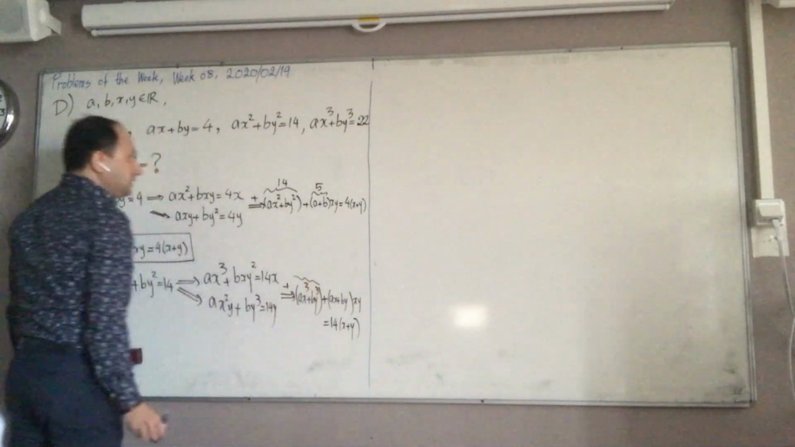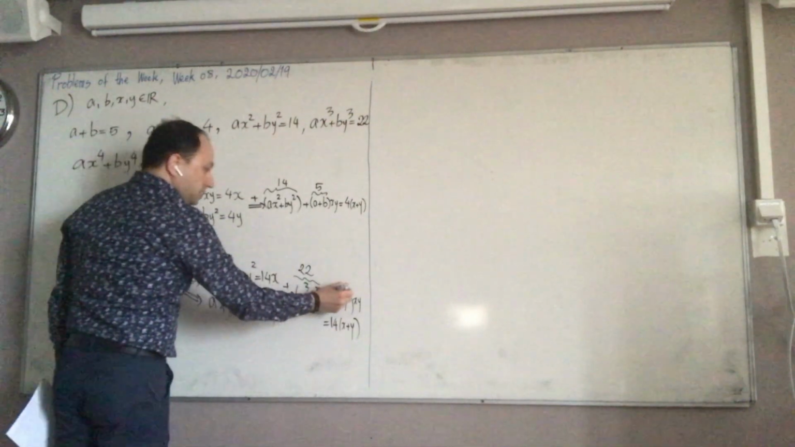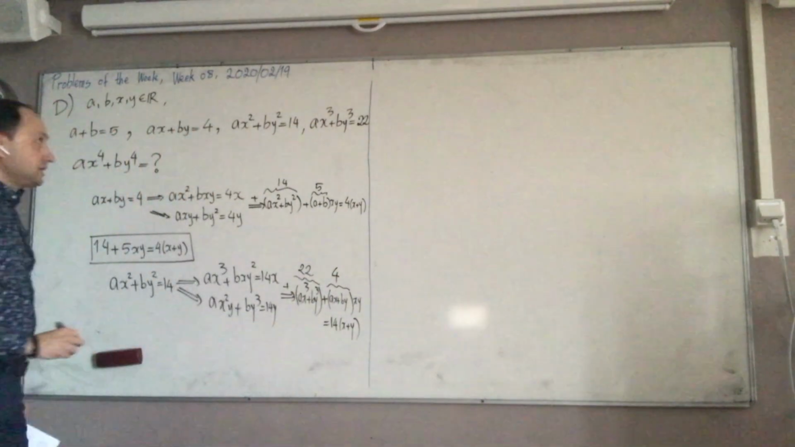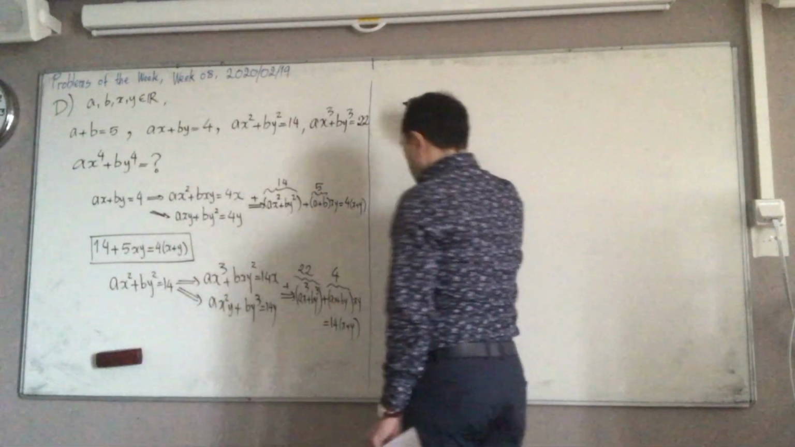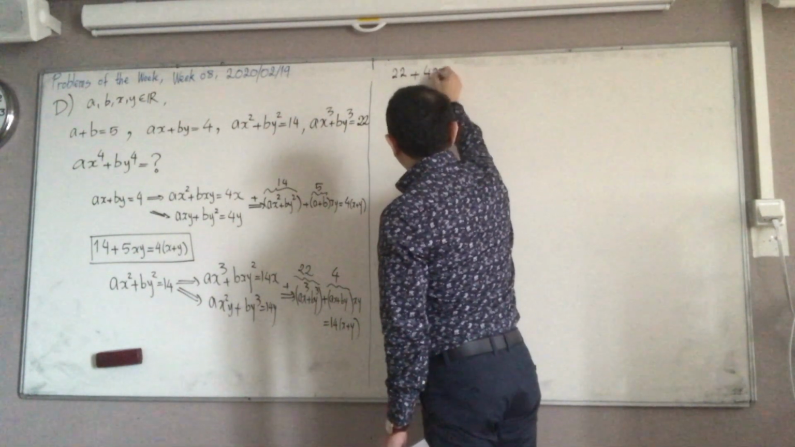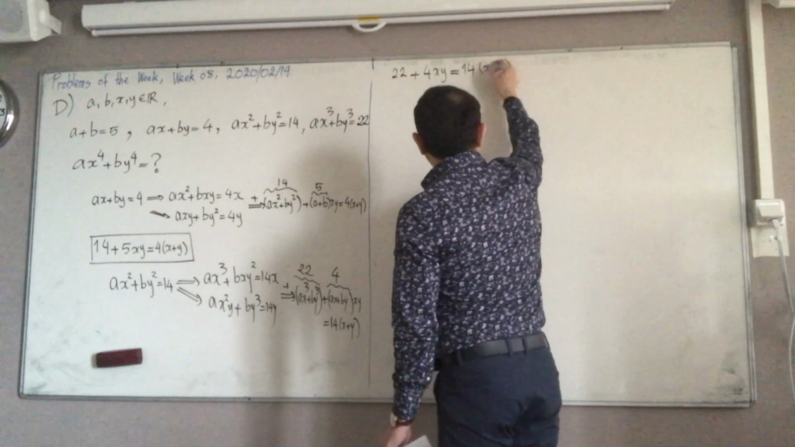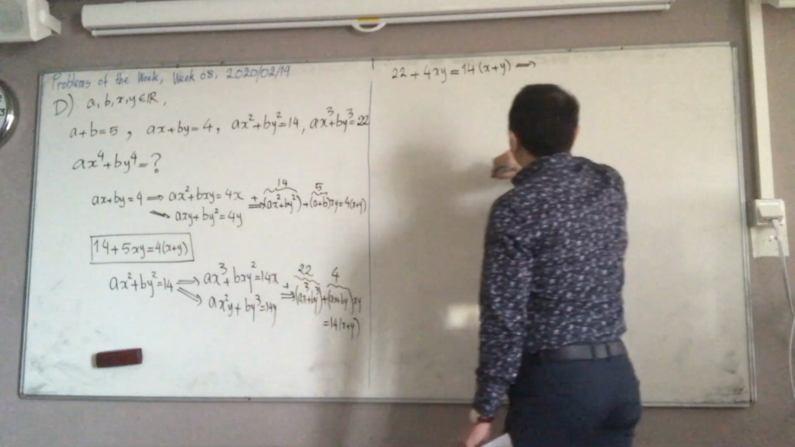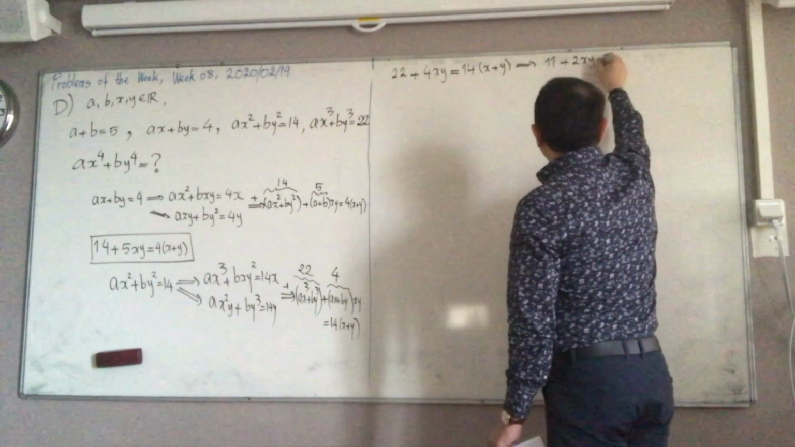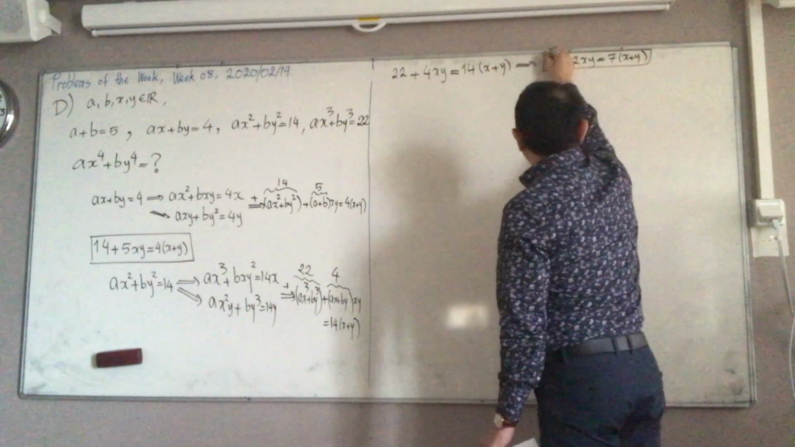This one is given in the problem to be 22. So this is nothing except 22. But what is this one? This is also given in the problem to be 4. So if I substitute these things, I can write it here. So this becomes 22 plus 4xy is equal to 14 times x plus y. And if you don't mind, all of them are divisible by 2, so let us divide them by 2. So it becomes 11 plus 2xy, and it's equal to 7 times x plus y. Yes, so this is another relation.